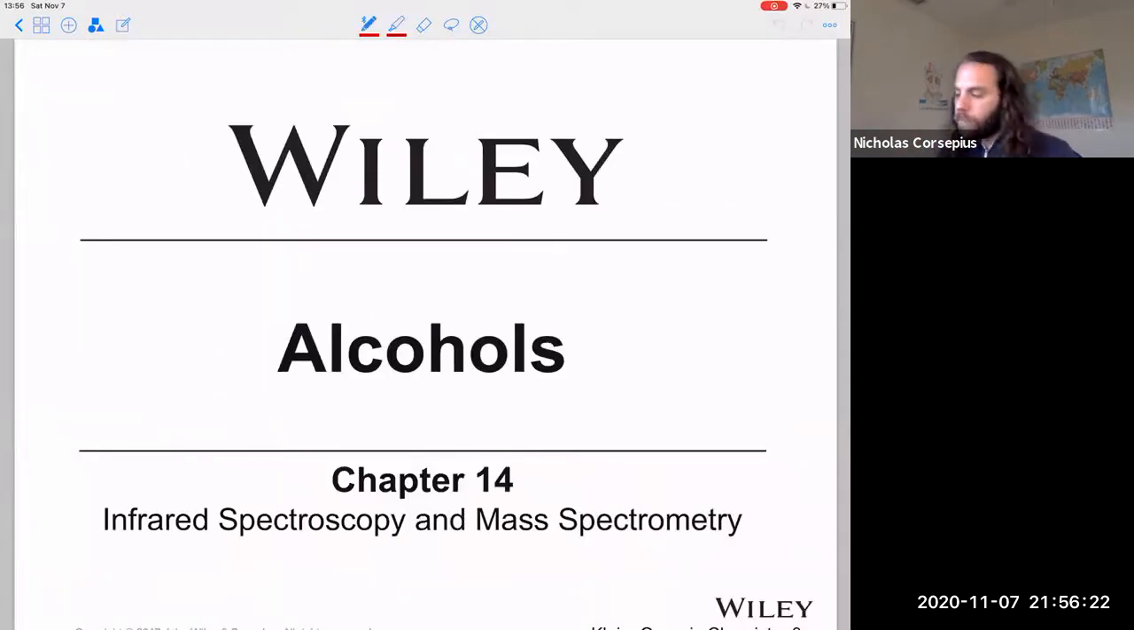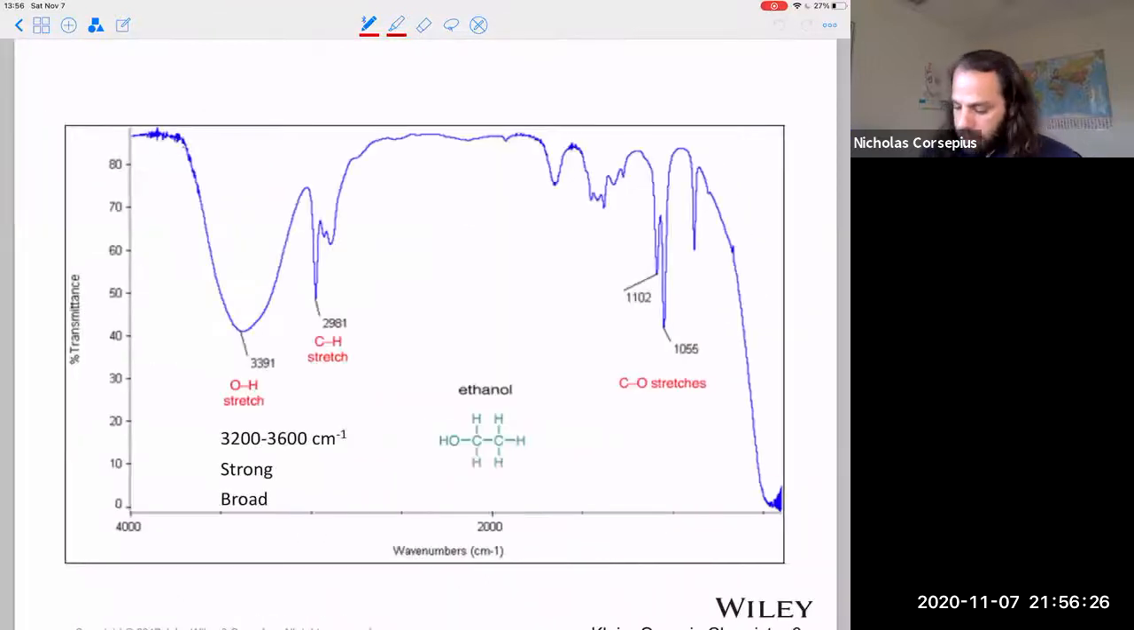Alcohols, probably the easiest functional group to spot. This right here, a nice broad peak, between 3200 and 3600. Strongly absorbing and incredibly broad. That's the signature of an alcohol.